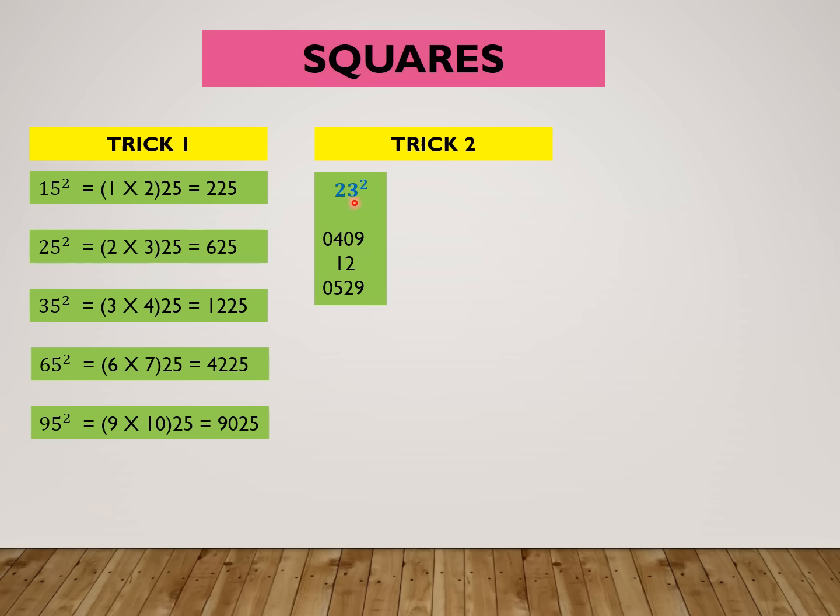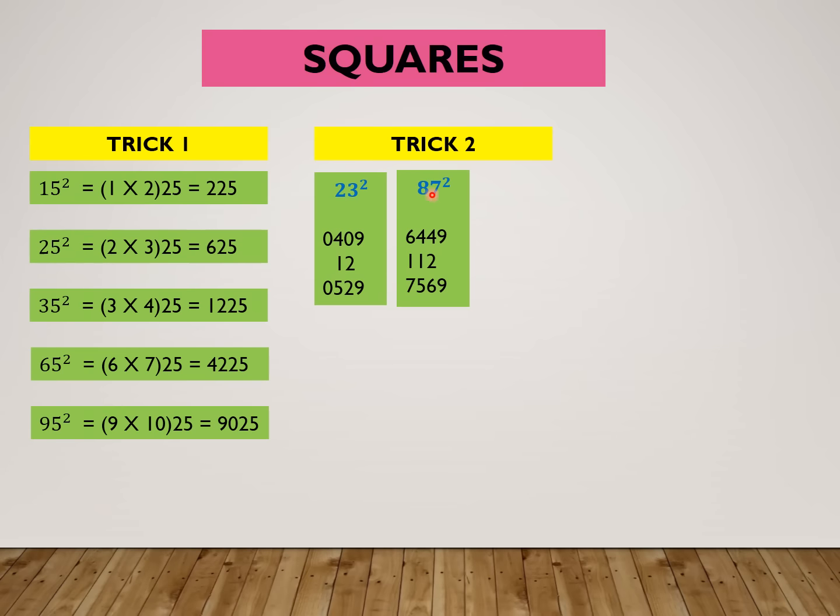Now we will multiply 2 and 3. 2 into 3 is equal to 6, and double it, that is 6 into 2 is equal to 12, and we will write it below 40. Now we will add them column wise. So our result is 529.